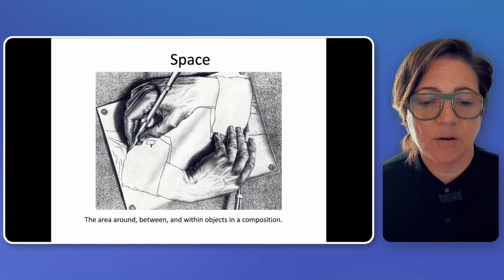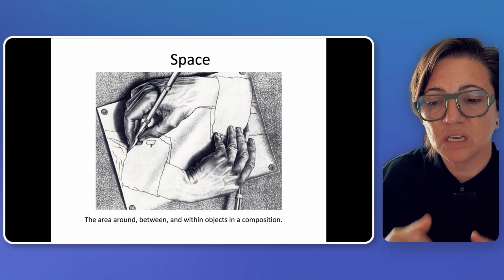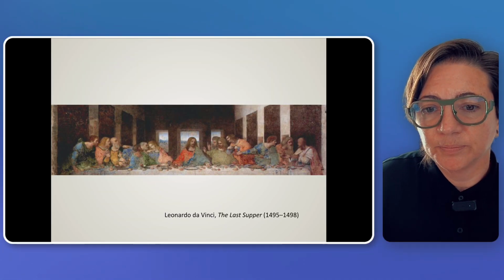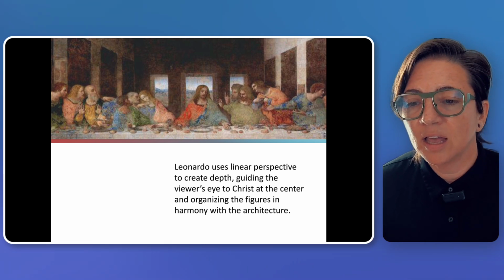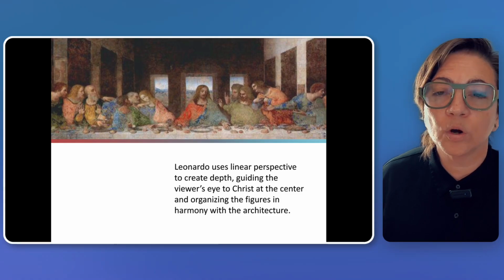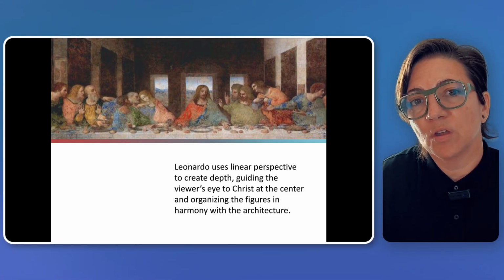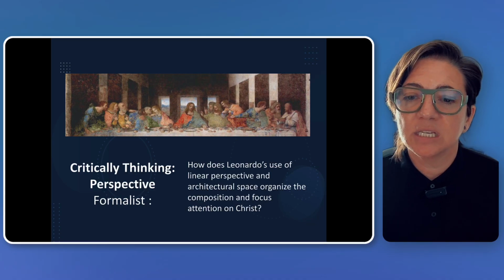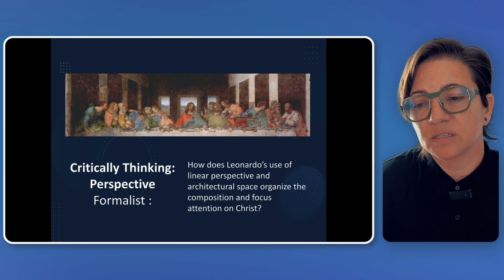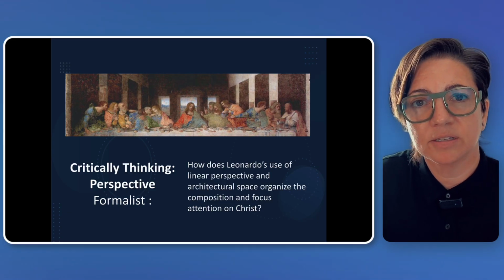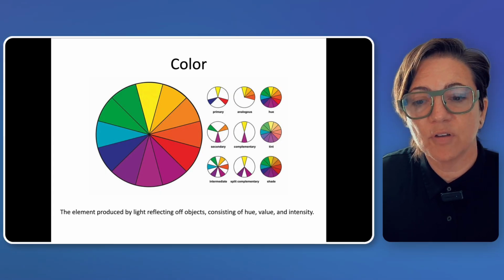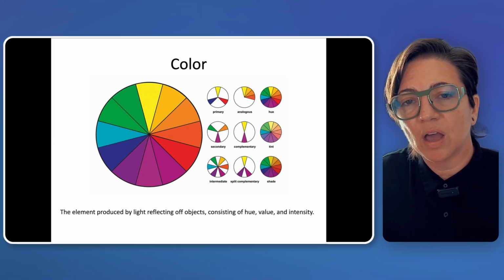Space. Space is the area around, between, and within an object in a composition. Leonardo da Vinci's The Last Supper. Leonardo uses linear perspective to create depth, guiding the viewer's eye to Christ at the center and organizing the figures in harmony with the architecture. Critically thinking, how does Leonardo's use of linear perspective and architectural space organize the composition and focus attention on Christ?